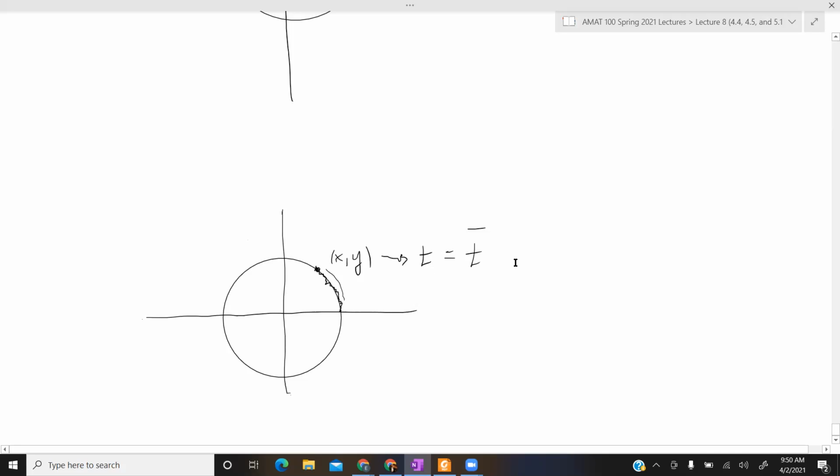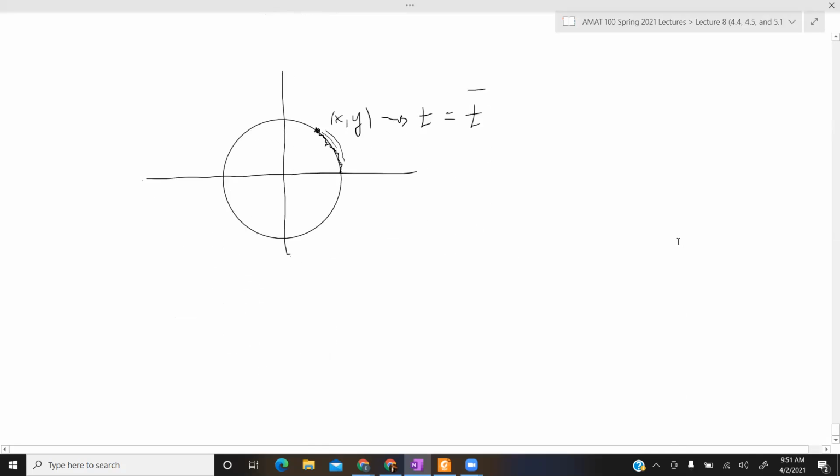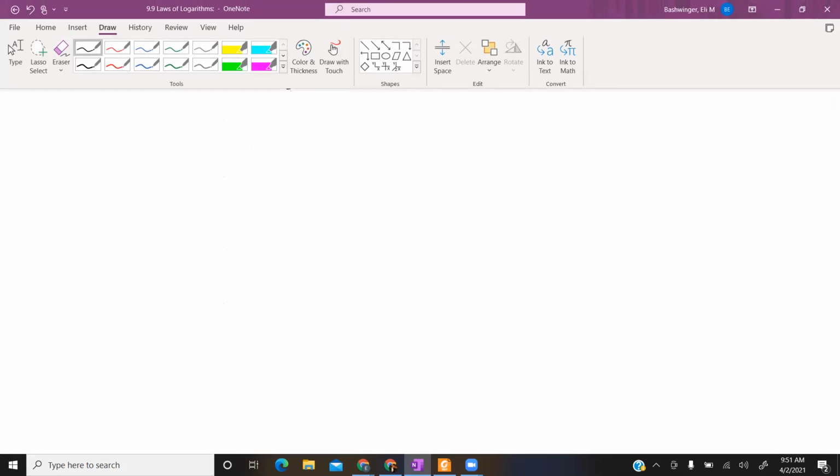So this right here is not the shortest distance to the x-axis. It's this one. So you've got to be careful. Sometimes t and its reference number are equal, and sometimes they are not equal. Let's look at one more example. Actually, let's see, they have an example with some real concrete numbers.